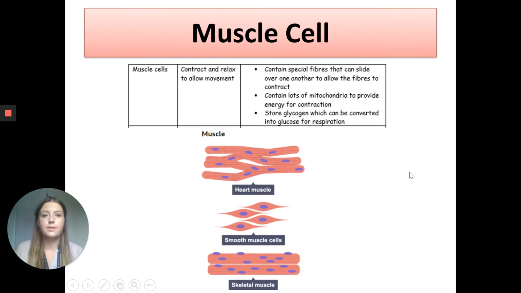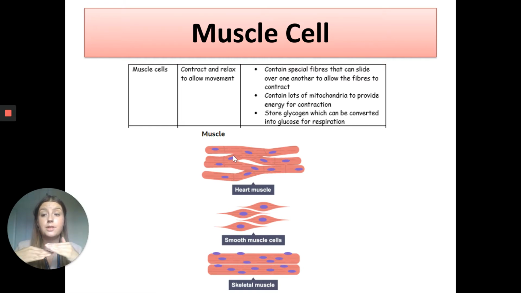Okay, muscle cells then. You can see here there's 3 different types of muscle cell in this example: the heart muscle cell, smooth muscle cell, and skeletal muscle. You can see that they're all slightly different. But overall, the function of a muscle cell is to contract and relax and allow movement. And that's even the case in heart muscle, for example. Now, they contain these special fibres that allow the fibres to slide over the top of each other.